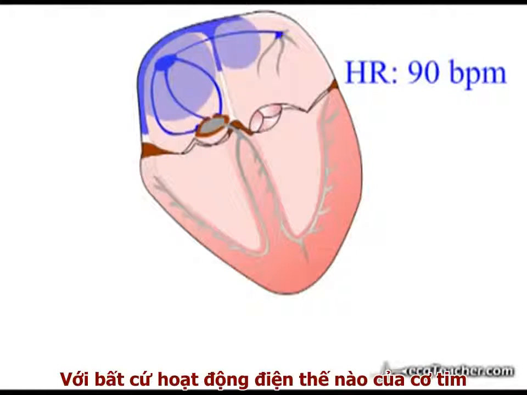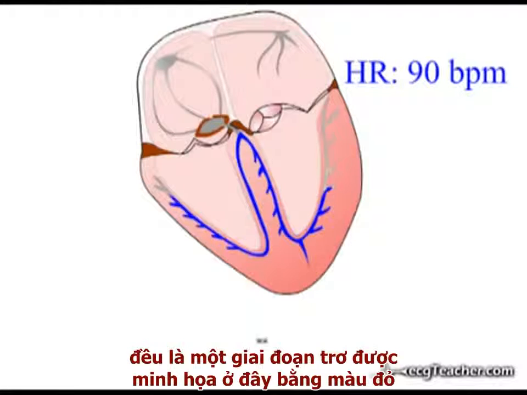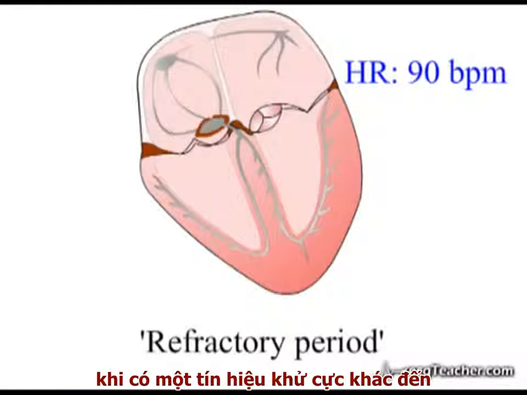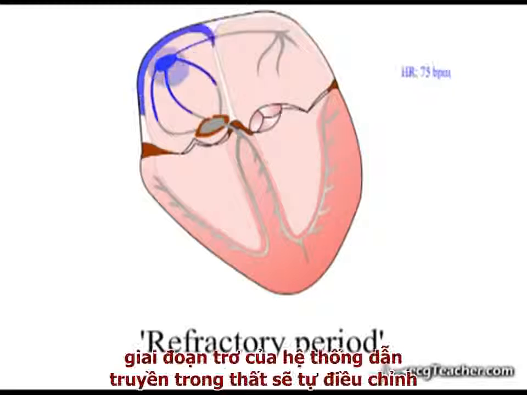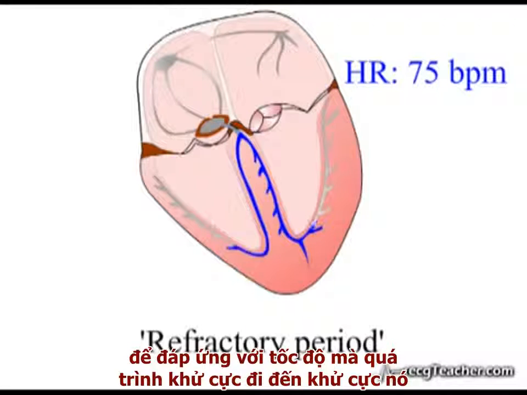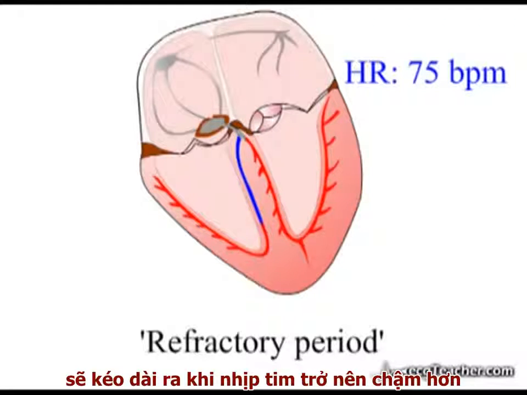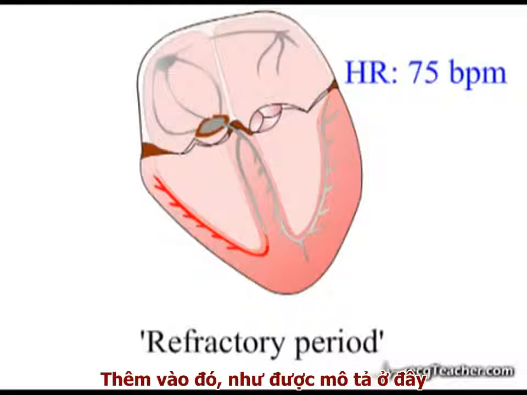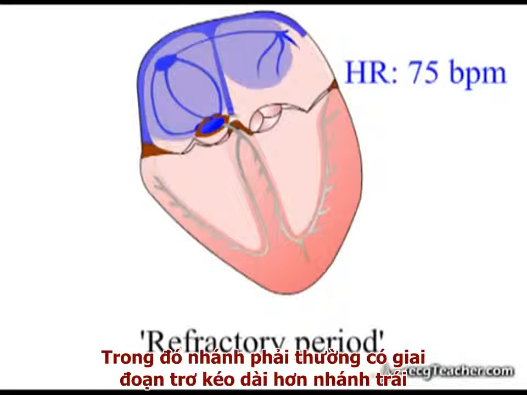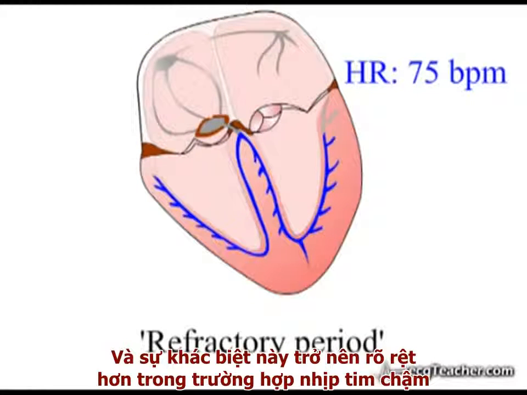As with any electrically active cardiac tissue, depolarization of the right or left branch of the bundle of His is followed by a refractory period, illustrated here in red, when the tissue of the branches will not depolarize in response to further signals. Furthermore, the refractory period of the ventricular conducting system adjusts in response to the rate at which depolarizing events arrive. Specifically, the refractory periods of the left and right bundle branches become more prolonged as the heart rate slows. Also, as illustrated here, the left and right bundles have slightly different electrical properties, with the right bundle branch having a longer refractory period than the left. And this difference becomes more pronounced at lower heart rate.